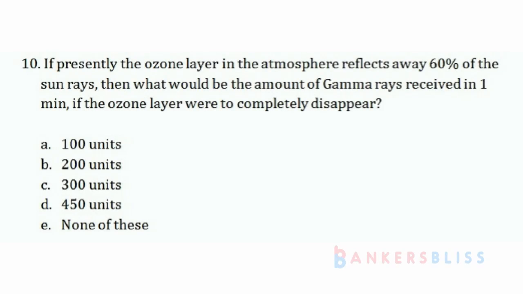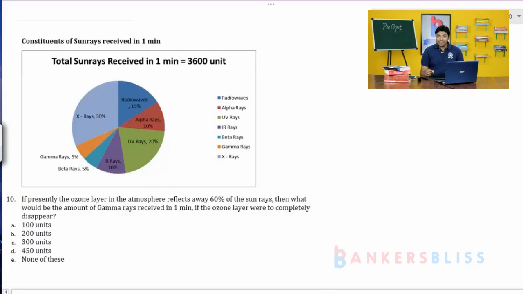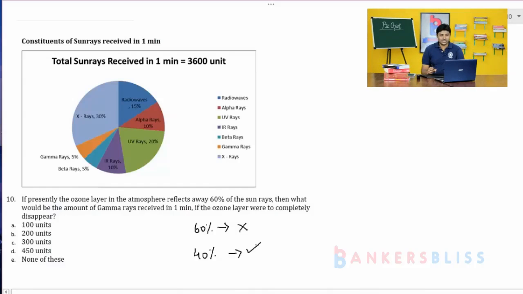Problem number 10. If presently the ozone layer in the atmosphere reflects away 60% of the sun rays, then what would be the amount of gamma rays received in 1 minute if the ozone layer were to completely disappear? See here what they are telling. Presently the ozone layer is sending back 60% of the sun rays, which means Earth is receiving only 40% of the sun rays.